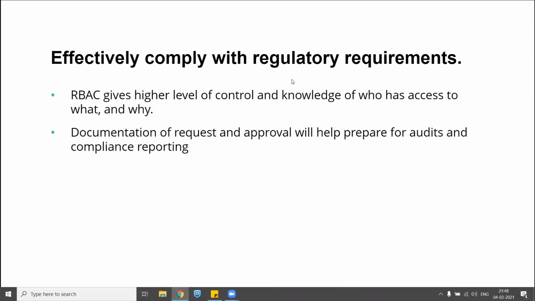So this is just a very brief account of the topic at hand, which is RBAC, and how you can implement it. I just restricted it to IAM, identity management with respect to users' privileges.